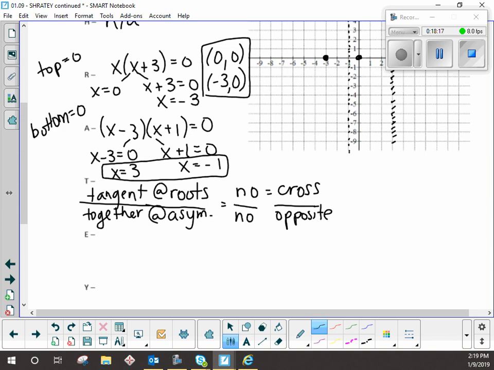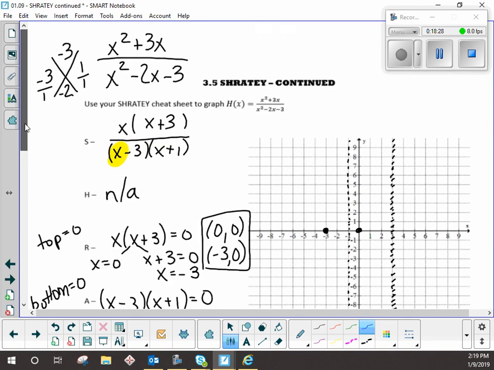Look at leading terms. Here's what that means. You're going to go back to your original equation, not the factored form, but all the way back to the beginning. And you're going to look at the leading terms. What do you think is the leading term in the numerator? The leading term, if it's leading, it's in the front, right? So what's the leading term up top? X squared. And what's the leading term on the bottom?